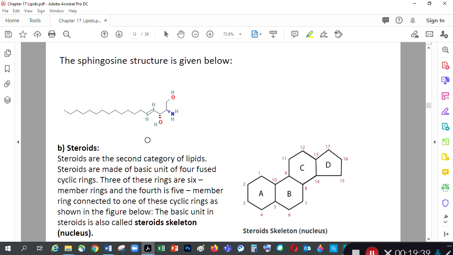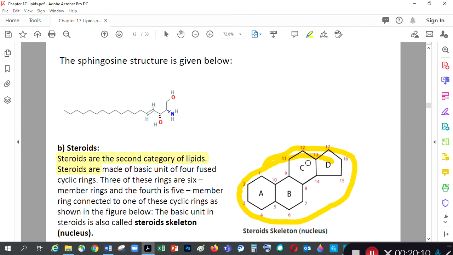Now let's look at lipids based not on fatty acids but lipids based on steroids. Well, it turns out to be steroids. They have a steroid skeleton or nucleus made of 4 rings. Here it is. Those are 4 fused cyclic rings.